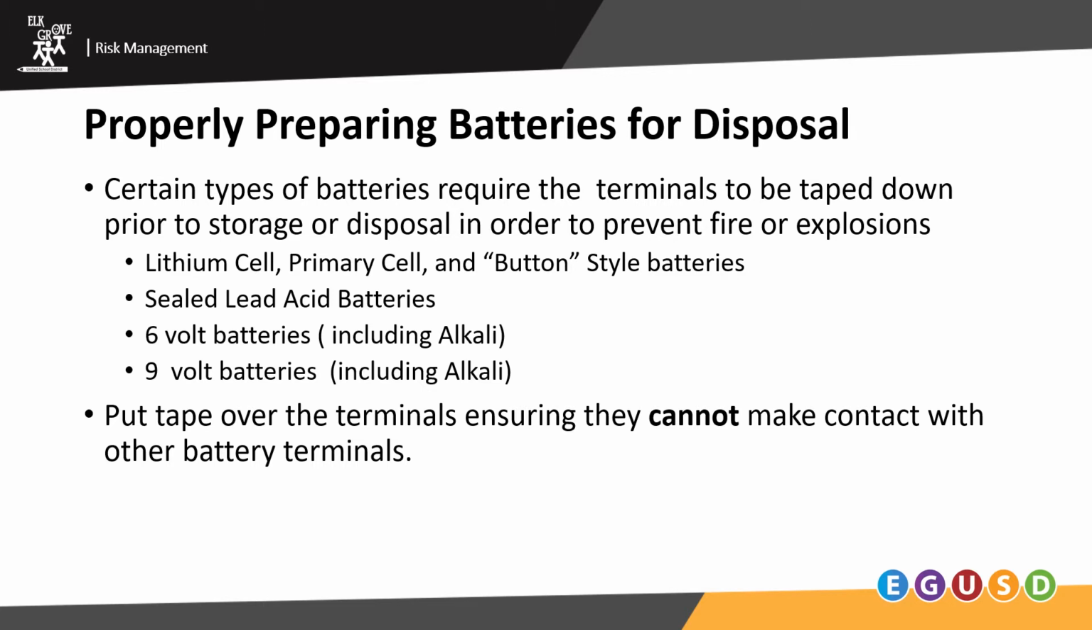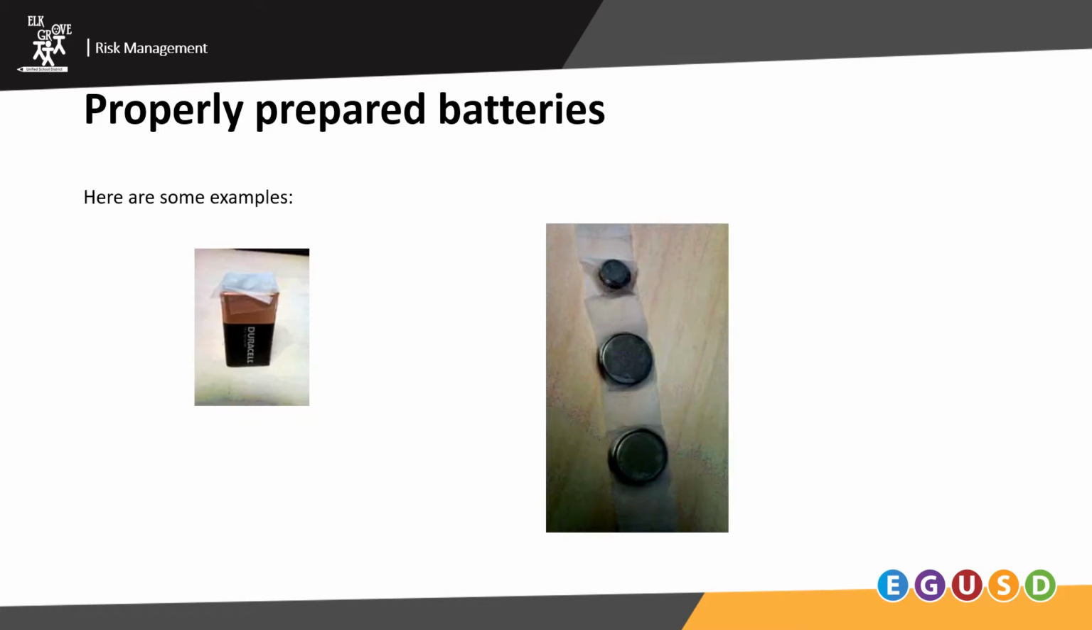Properly preparing batteries for disposal. Certain types of batteries require the terminals to be taped down prior to storage or disposal in order to prevent fire or explosions: lithium cell, primary cell, and button-style batteries; sealed lead acid batteries; 6-volt batteries, including alkali; 9-volt batteries, including alkali. Put tape over the terminals, ensuring they cannot make contact with other battery terminals. Properly prepared batteries: here are some examples.